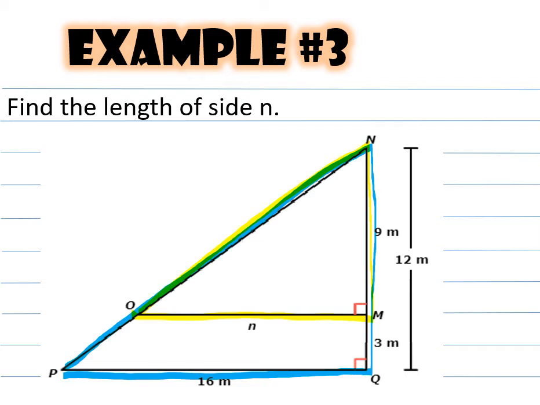For the yellow triangle, we don't know its base. We don't know what n is, but for the yellow triangle, it has a height of 9. For the blue triangle, the bigger triangle, it has a base of 16 and a height of 12. So you can kind of disregard the 3. That's not even going to be part of our tic-tac-toe board.